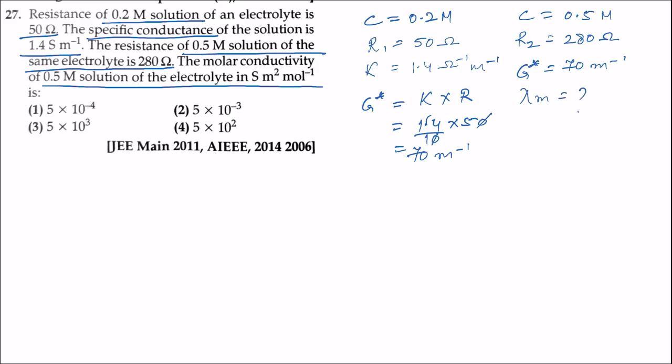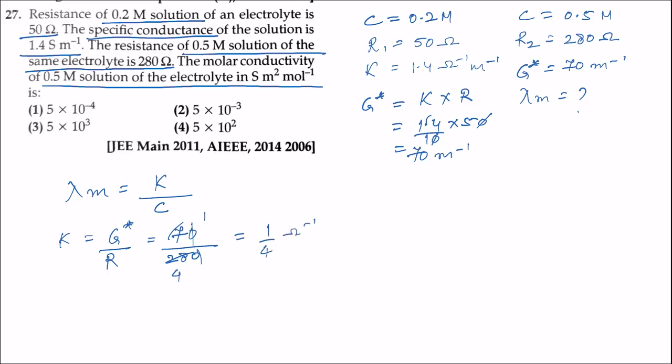What is the formula for molar conductivity? Molar conductivity is equal to conductivity divided by concentration. Conductivity is equal to cell constant divided by resistance. The cell constant is 70 per meter. For the second electrolytic solution, the resistance is 280 ohm. Solving, the 0s cancel, 7 ones are 7, 7 fours are 28. This is 1 by 4, that is 1 by 4 per ohm per meter. This is the specific conductivity of the second electrolyte solution.